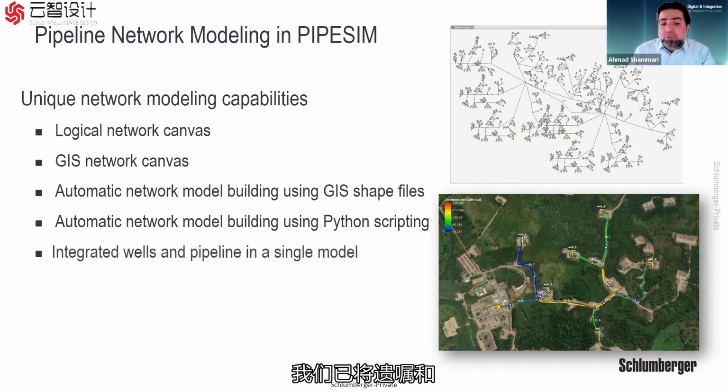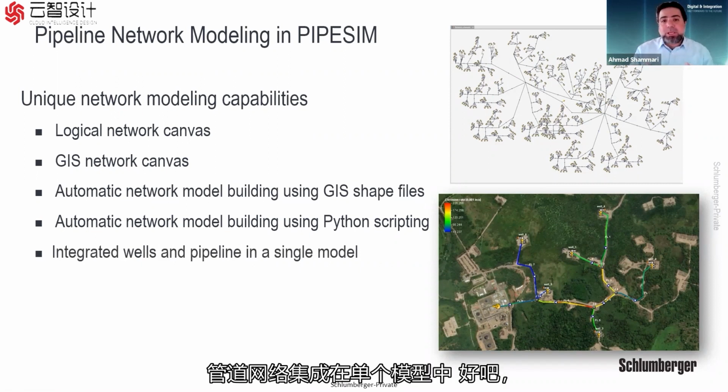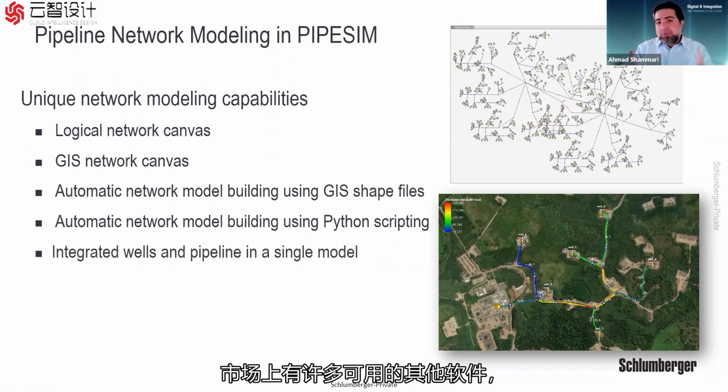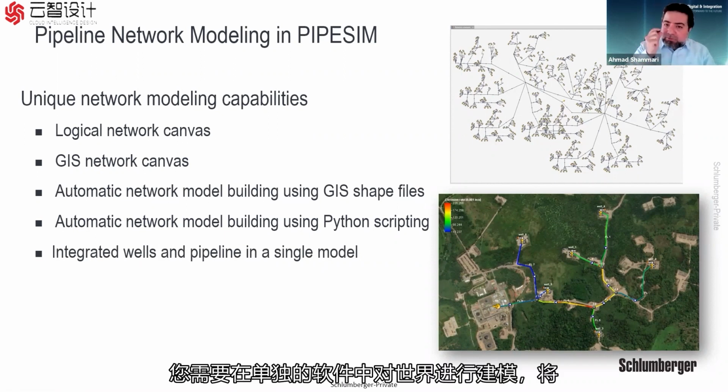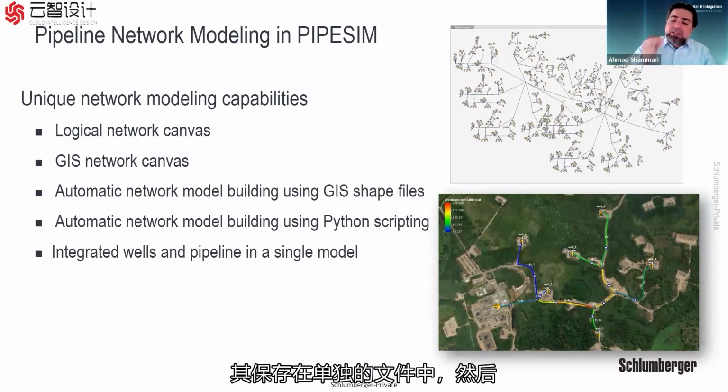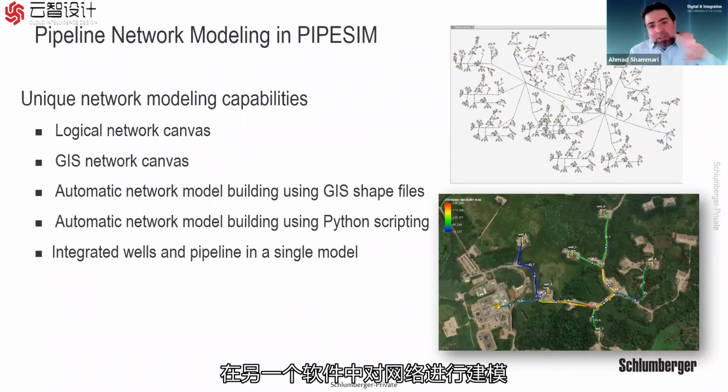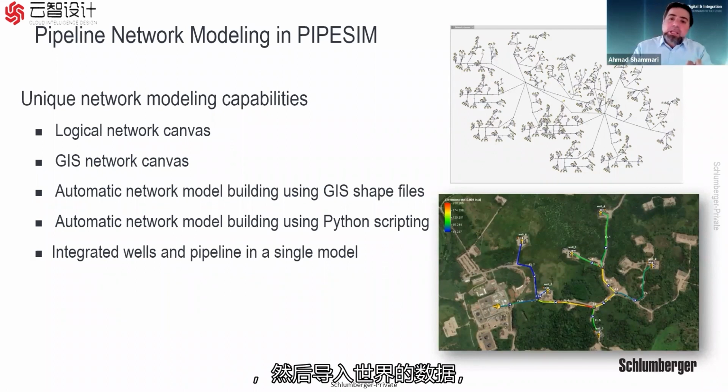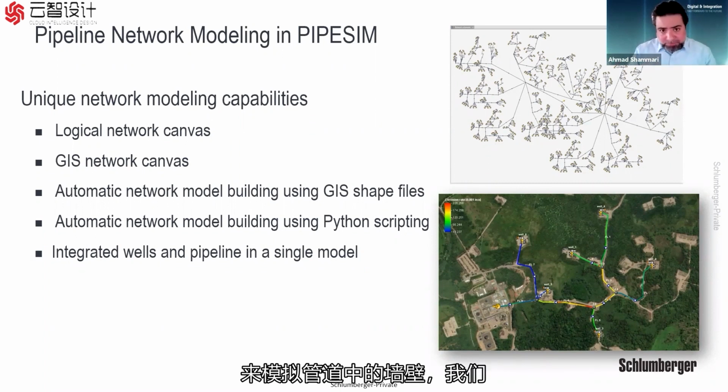And we have integrated wells and pipeline networks in a single model. With many other software in the market, you will need to model the wells in a separate software, save it in a separate file, and then model the network in another software, and then import the data for each well from the other software. Then you need to generate what is called VLP, vertical lift performance, or outflow curves, to model the wells.